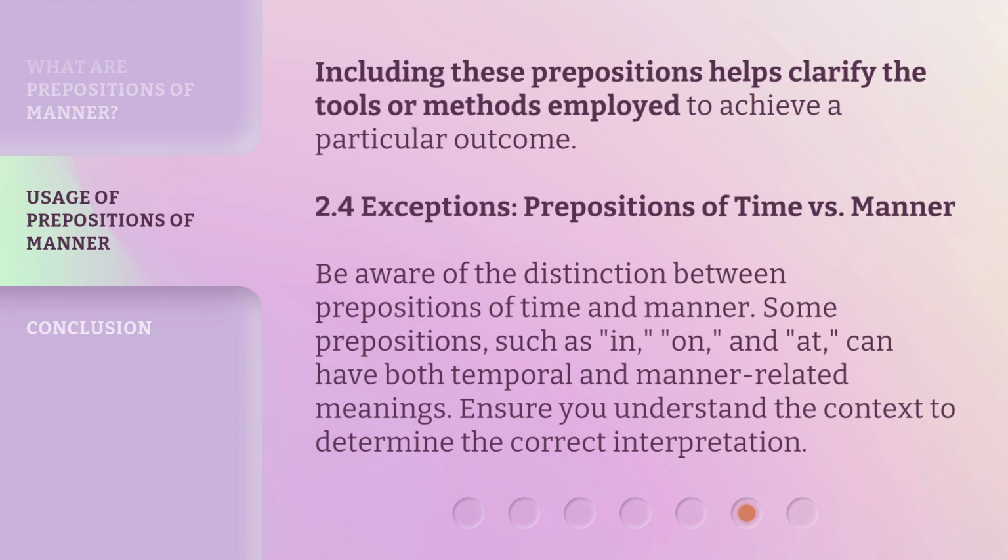2.4 Exceptions. Prepositions of time versus manner. Be aware of the distinction between prepositions of time and manner. Some prepositions, such as in, on, and at, can have both temporal and manner-related meanings. Ensure you understand the context to determine the correct interpretation.